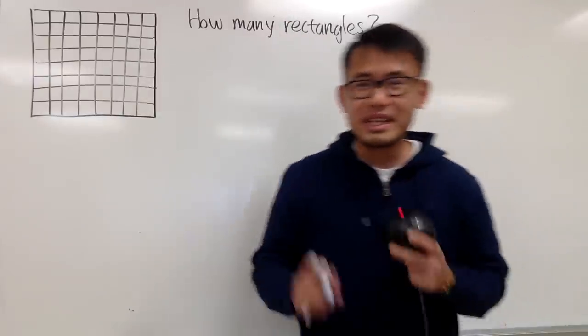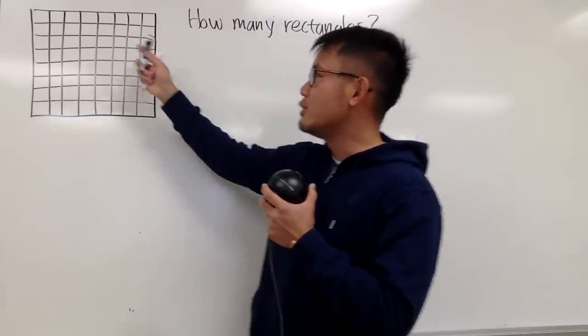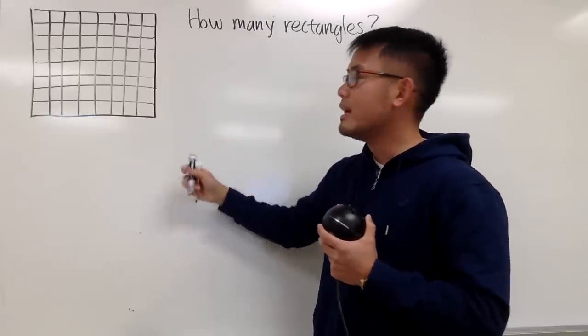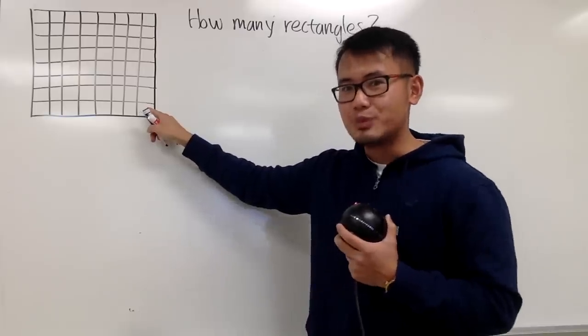Okay, let's do some math for fun. Here we are going to count how many rectangles we have right here. This is meant to be an 8 by 8, like a chessboard or a checkerboard, okay? And keep in mind, this is meant to be a square, and each square is a rectangle.